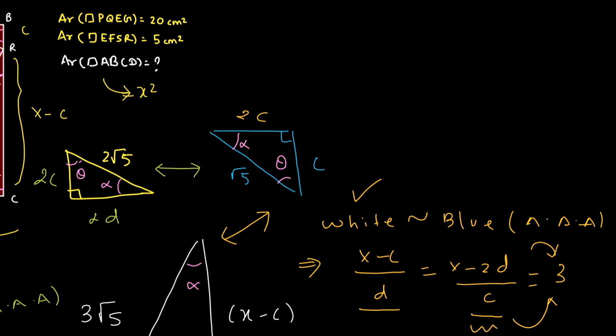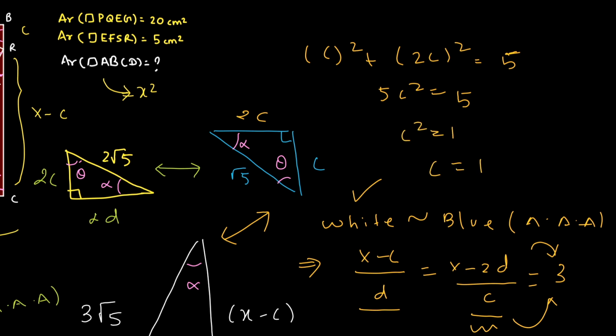So as it is a right angle triangle, we can apply the Pythagoras theorem, and therefore the height square, that is c square, plus the base square, that is 2c the whole square, would be equal to hypotenuse square, that would be equal to square root of phi the whole square, and that is 5. So now simplifying this thing, I will get 5c square is equal to 5, and this thing will simplify as c square equals 1, and finally the value of c would be equal to 1. Not the negative one, because c is a side length. So the value of c has turned out to be 1.